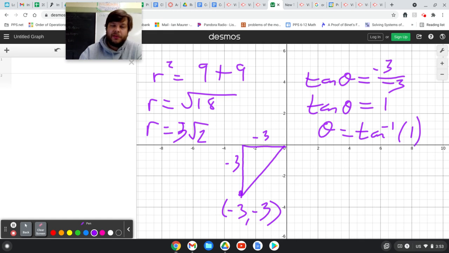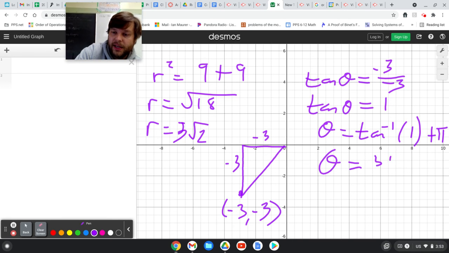However, you got to be careful. On the previous example, my angle was in the first quadrant, and so inverse tangent works. It gives me the correct value. But here, if I actually did the inverse tangent of 1, like on a calculator, it would tell me a 45-degree angle, or pi over 4. But we can clearly see that this is in quadrant 3. And so we would want to take our angle here and just add pi to it. And so our theta value is going to be 5 pi over 4.